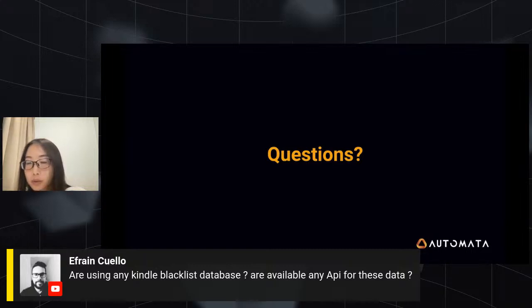Actually, there are some questions. One user asks, are you using any kind of blacklist database or available API for this data? So yeah, we have already integrated some APIs, from what I have shown, which are the GoPlus API and the Advent DAO API. And you can also make your own blacklist based on public information. And of course, we intend to integrate more partners, and we welcome other partners to approach us and get in touch.